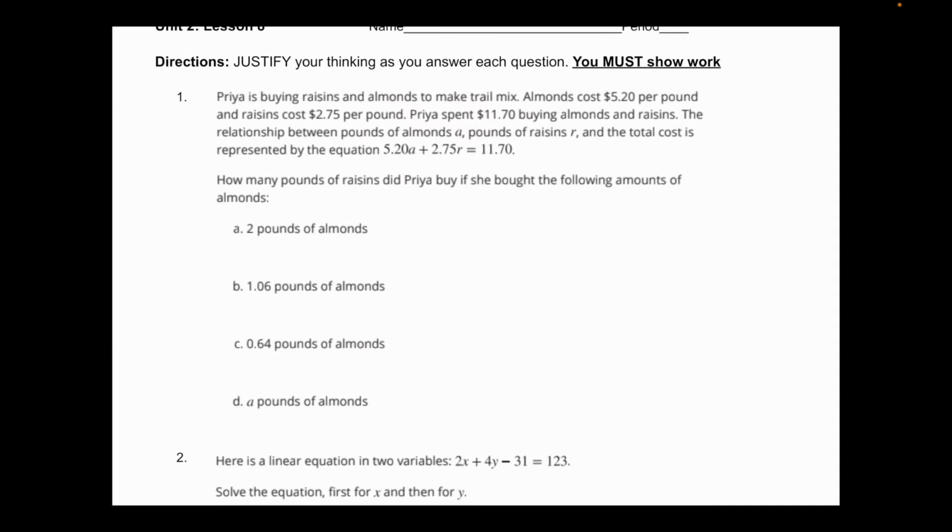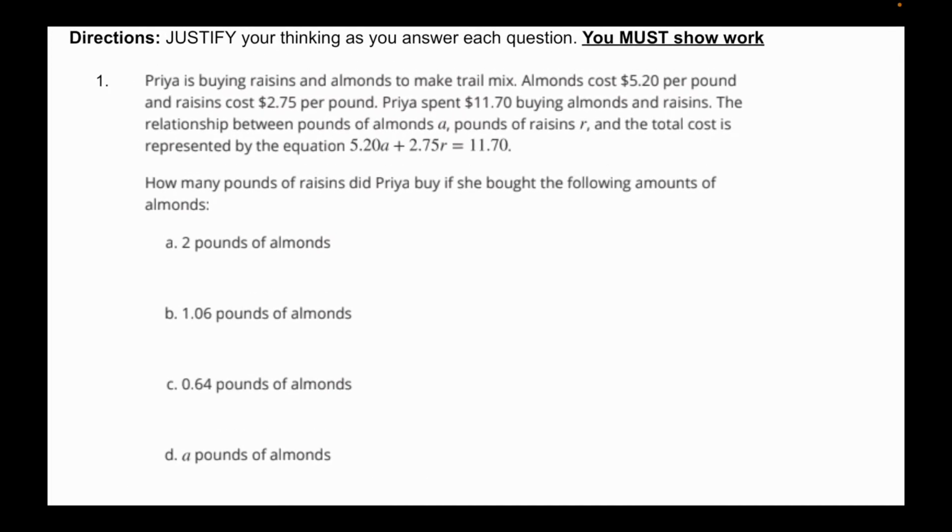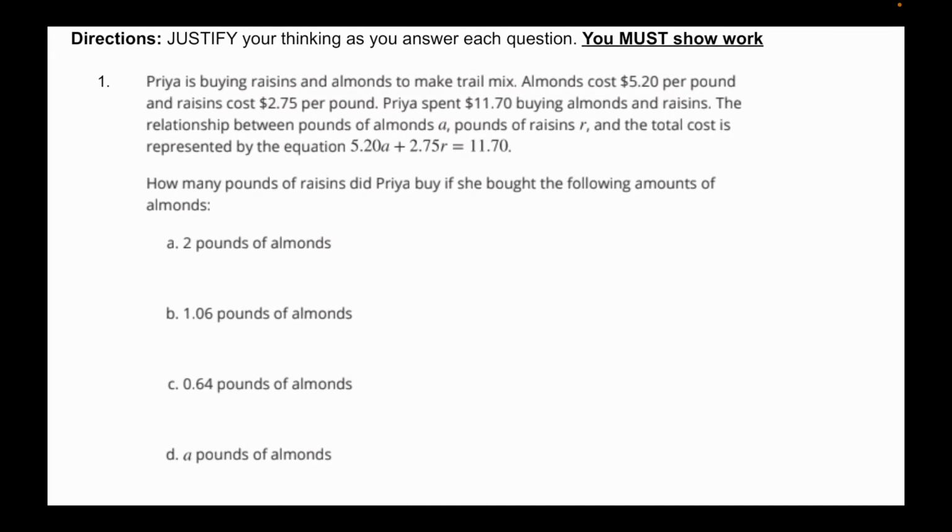So for question 1 here, we have Priya buying raisins and almonds to make trail mix. So I'm going to underline some stuff as I go along. Almonds cost $5.20 per pound. That sounds important. Raisins cost $2.75 per pound. That also sounds important, especially since it's math and it's a number.